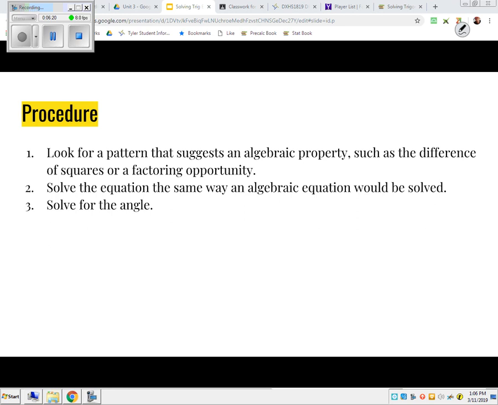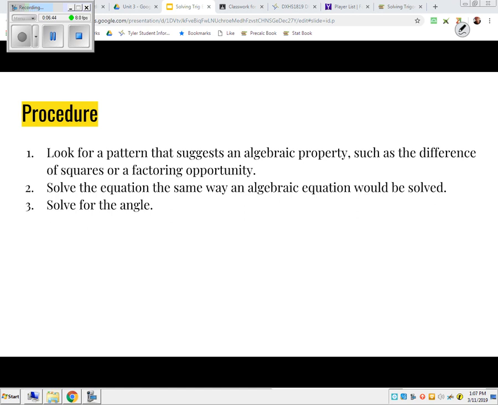Solve the equation the same way you would solve an algebraic equation. Instead of solving for x, though, you're going to solve it for the trig function. So you're going to get it all the way down to where you see a sine of t on one side, a cosine of t, a tangent of x, or whatever we're solving for. Once we get there, we're going to solve for the angle just like we did.